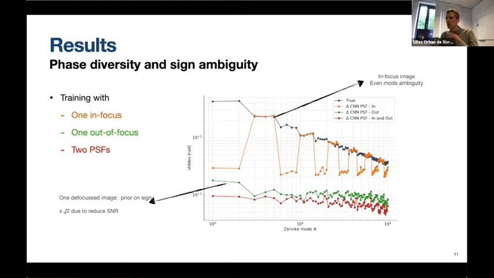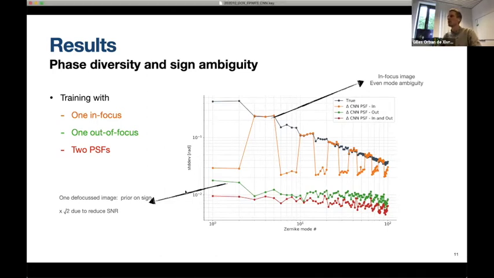As I mentioned at the beginning, for phase diversity, we also did a short experiment training the CNN using only one PSF, for example in focus, here in orange. That's the same error as a function of Zernike modes. We see that the even modes are not properly sensed, while the odd modes are still fairly well measured. And if we use a single PSF with a high defocus, here we have a prior on the sign, and so we remove basically the ambiguity.